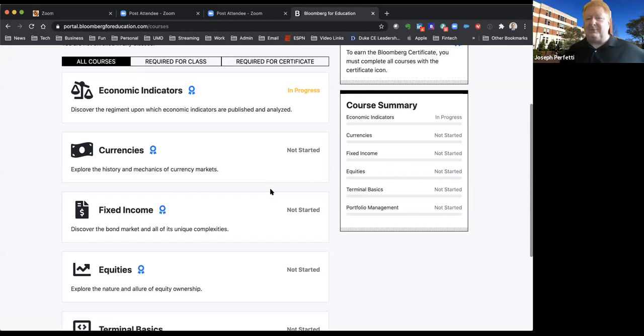And I think some of you might notice this. Bloomberg only allows you to take a section one time. So for example, if you do economic indicators and you score 65%, it doesn't let you go back and redo economic indicators.